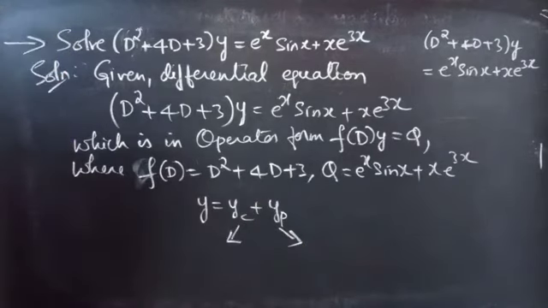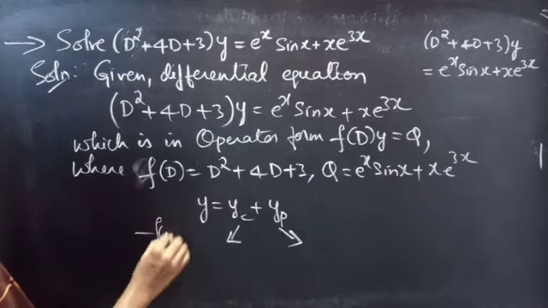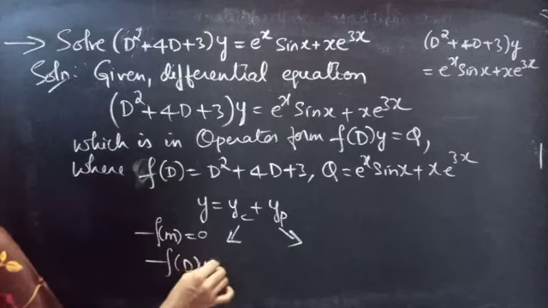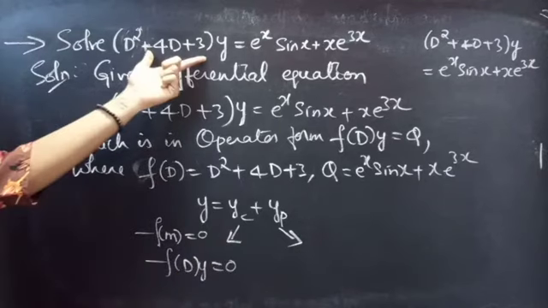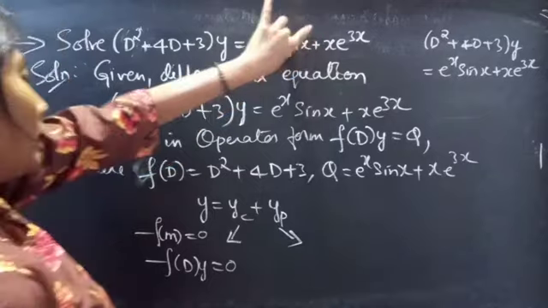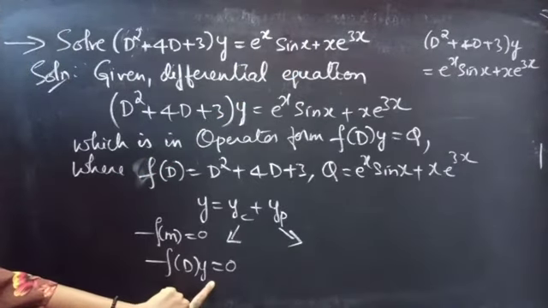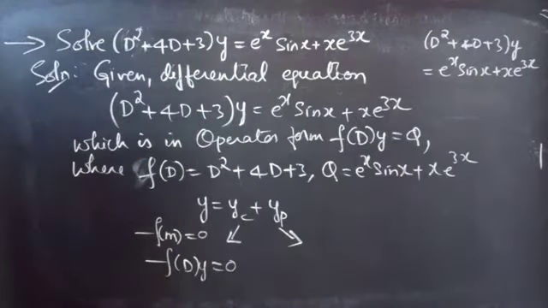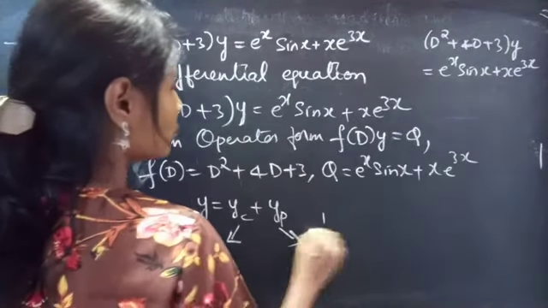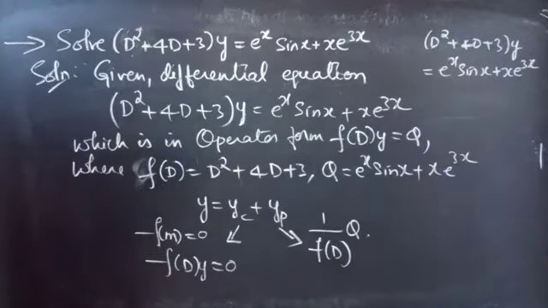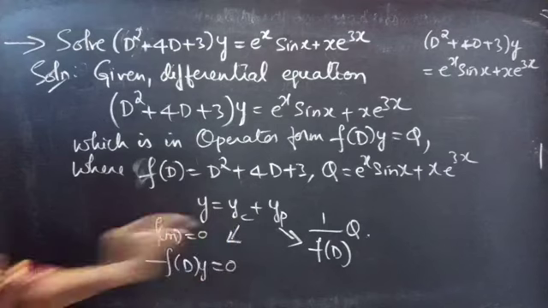We'll find yc using the rules of the auxiliary equation of the homogeneous equation of the given non-homogeneous equation. Simply put RHS equal to 0, then we'll get F(D) y = 0, which is the homogeneous equation of the given non-homogeneous equation. And we'll find yp using 1/F(D) times Q. Right? Now, let's start with yc.